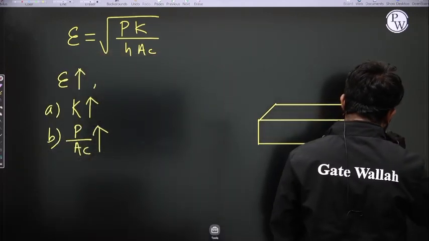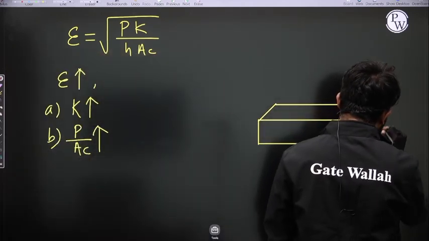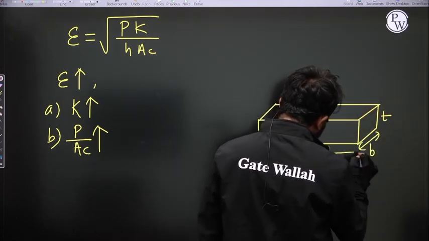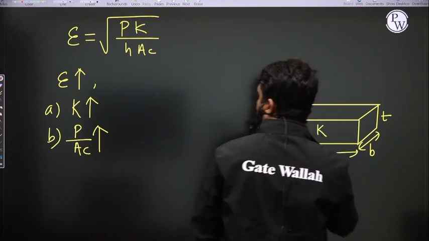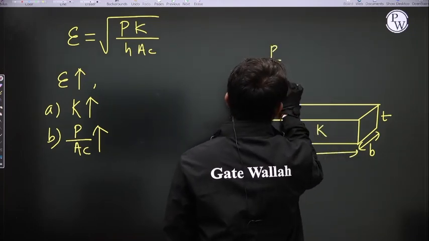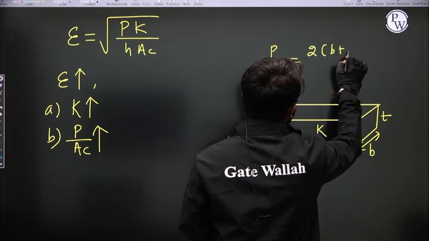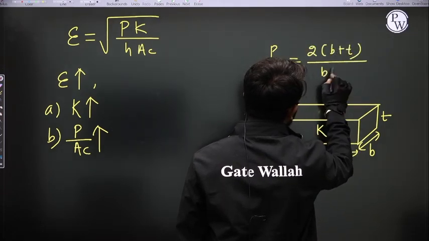So rectangular fin: width is b, thickness is t, length is L, thermal conductivity is k. Now what is P by Ac? P by Ac is perimeter over cross-sectional area. Perimeter is 2(b plus t). And what is the cross-sectional area? That is b into t.